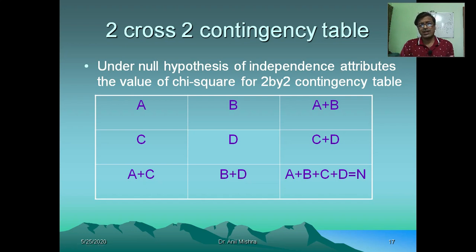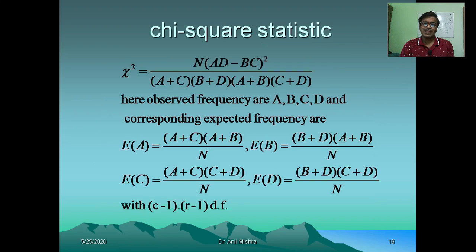Thereafter, having obtained the observed frequency and the expected frequency, we can straight away calculate the chi-square value. Or we can apply the direct method to calculate it.